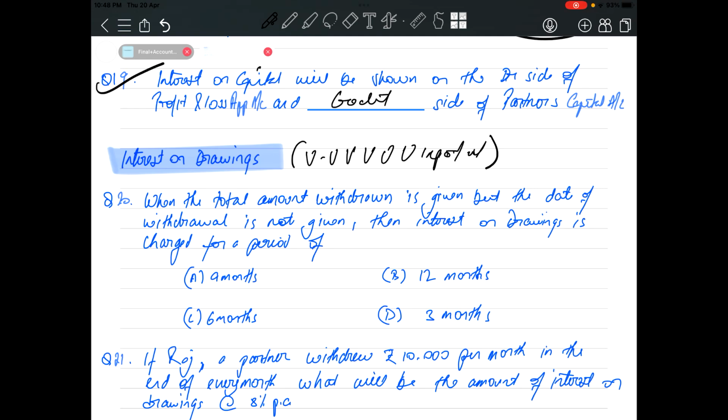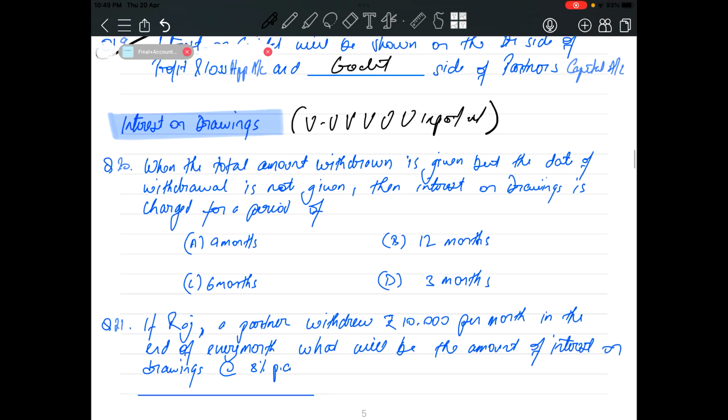But if your concepts are clear: what will be the case if we have withdrawn 2,000 rupees every month, at the beginning of the month, at the end of the month, beginning of the quarter, end of the quarter? There are different cases. So go and watch the video first, then come back to this lecture. It will be very helpful for you. For students whose concepts on interest on drawings are clear, we can move further with this question. Don't take it the other way; I'm just saying it for your betterment, because you will get this type of question in the exams.